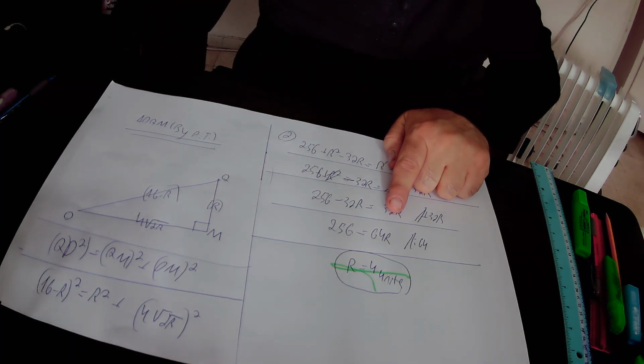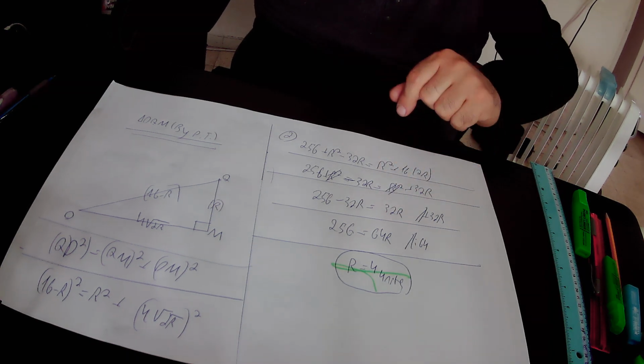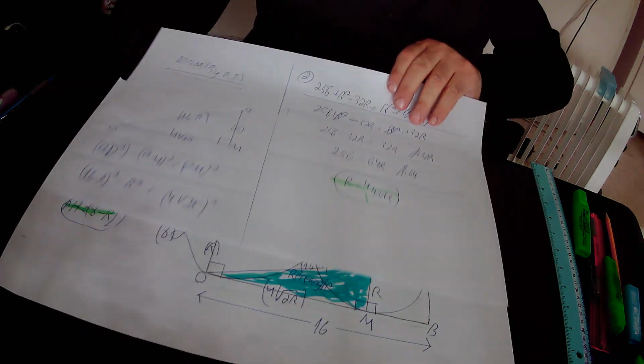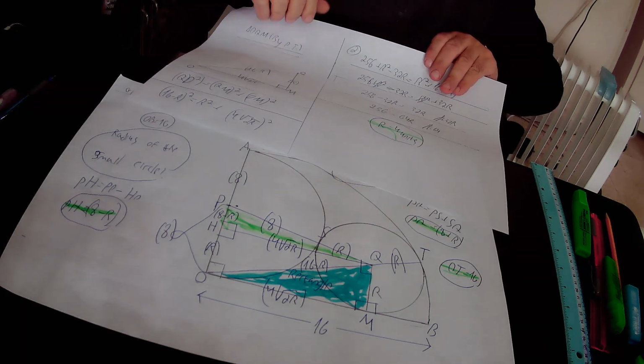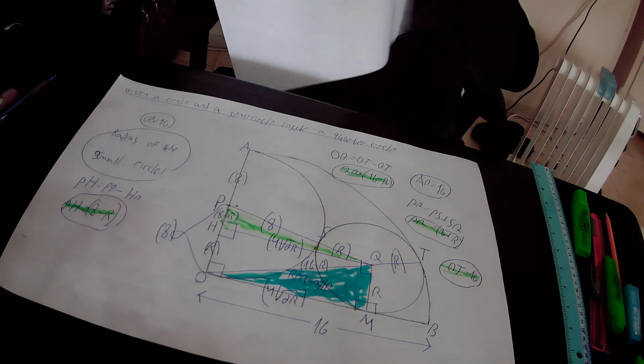We divided this equation by 64 and finally found out that r equals 256 over 64, which is 4. So we found out that the radius of this small circle, r, equals 4 units. Okay, so we finished with the first question.